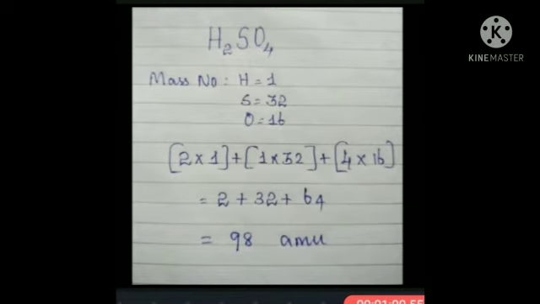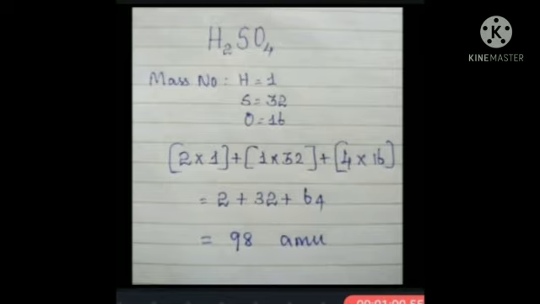In H2SO4, the number of hydrogen atoms is 2. So you look at the nearby number. H has a 2 near it, so the number of hydrogen atoms is 2. Sulfur is 1. Oxygen is 4. So O4, 4 oxygen atoms.